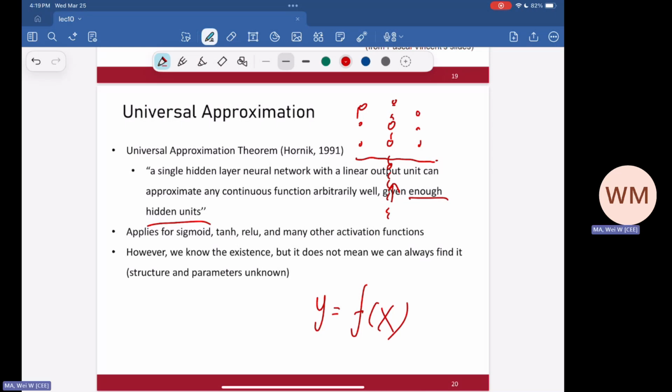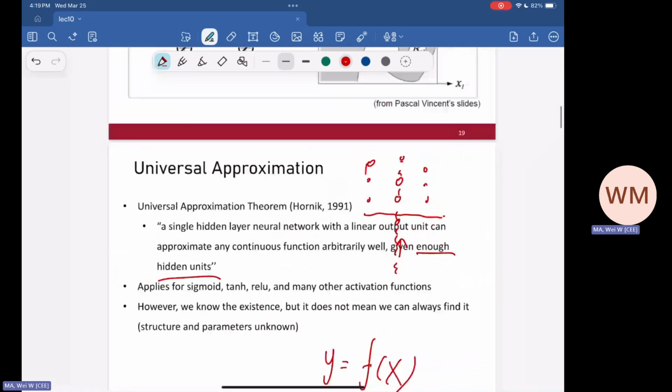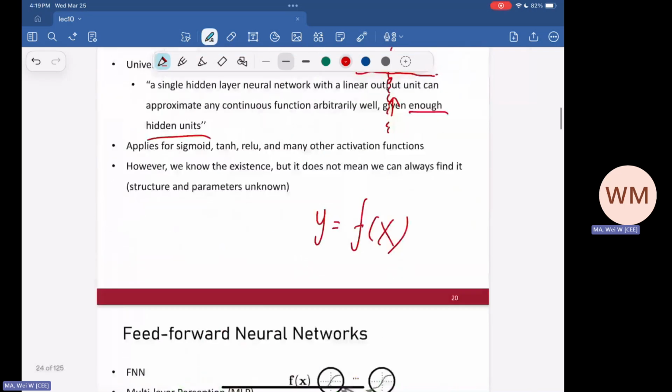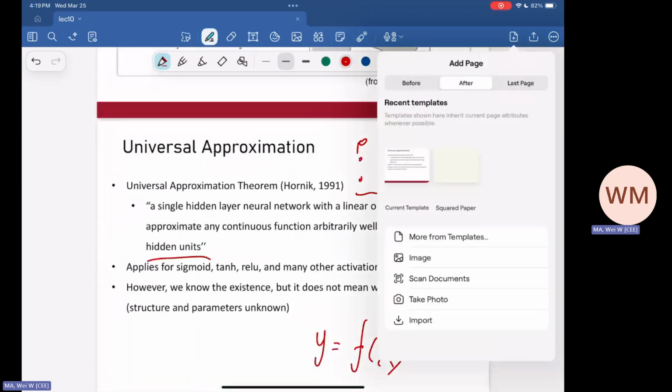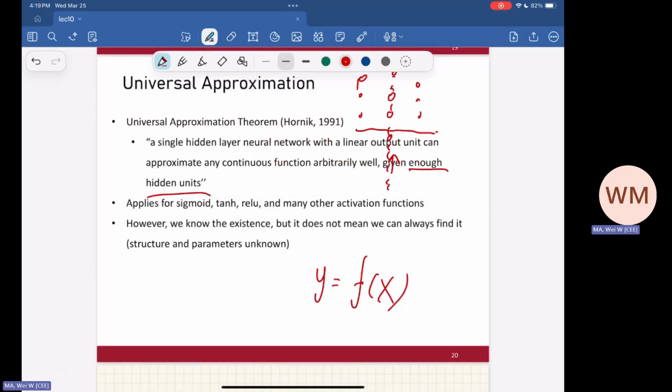But the issue is that the universal approximation theorem just says that it can, but it does not tell you how. It does not tell you how to find such a neural network to approximate f. So in the next part, we will talk more about how we find f. Before that, I have some notation and terminology to talk about.